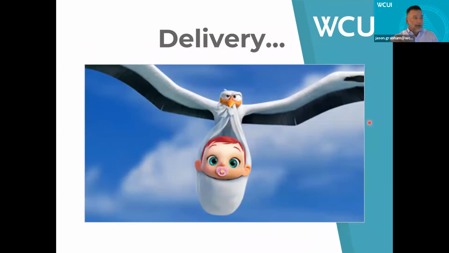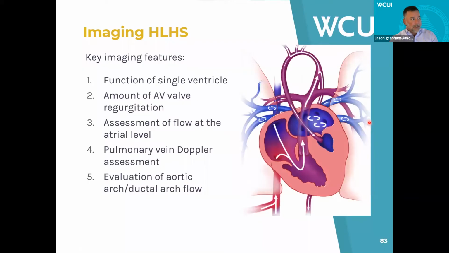So we go on to delivery. So we've got the teams involved, we've got the prenatal diagnosis. Some of the things that we look for when we're doing the first postnatal evaluation of these patients are, what is the function of that single ventricle? How is the contractility? How does that AV valve function? We're looking specifically for atrioventricular valve regurgitation. We want to evaluate that atrial septum. We again assess the pulmonary veins to help us with that, and then we evaluate the aortic arch and ductus and the direction and how much flow is going there.